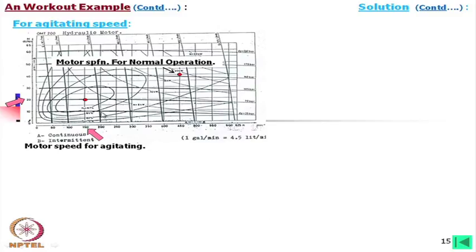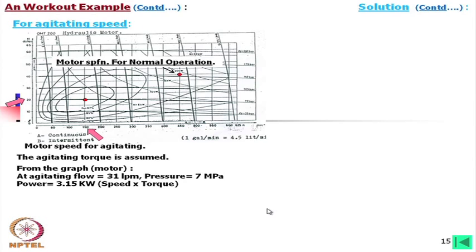So, again we have to find out the power in the same way as we did earlier. Okay. Now, the agitating torque is assumed, this 20 decanewton meter we have assumed. From the graph, then this is 31 liter per minute and pressure is 7 megapascal. What we find, that 70 bar means 7 megapascal, and power we find it's 3.15 kilowatt.